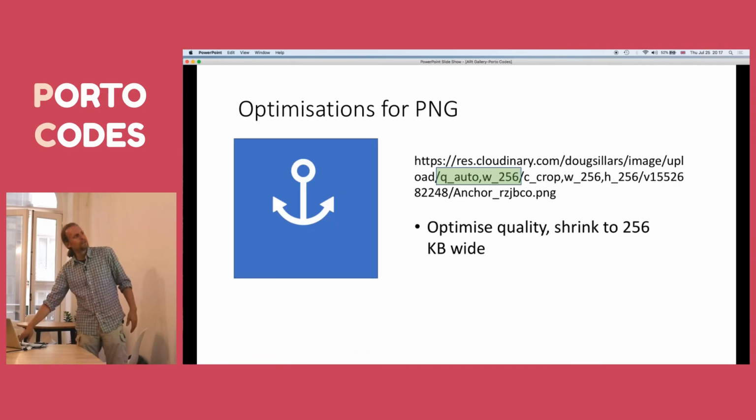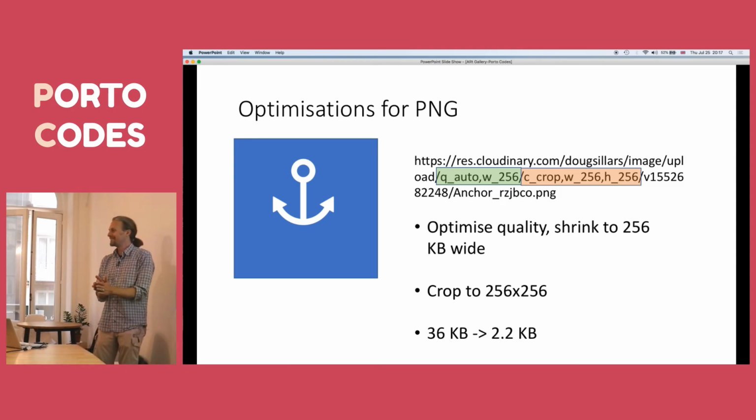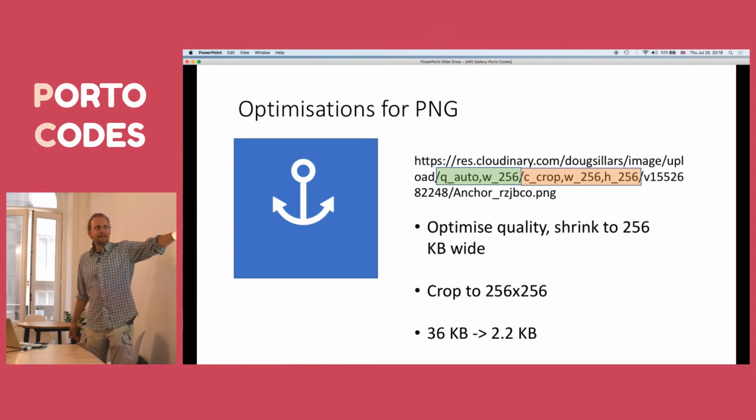This one, obviously, I set the width to 256. I optimized the quality. I forced it to be 256 by 256. And that went down to 2 kilobytes, right? So I'm making these things smaller. I could probably make this an SVG and make it even smaller, but this was easier than trying to make an SVG. So I just did it this way.